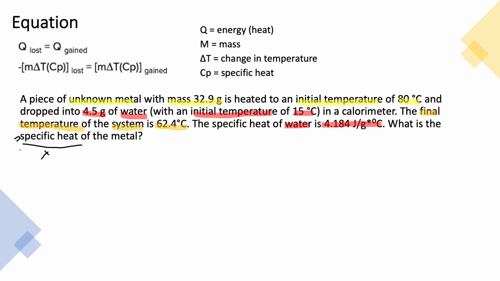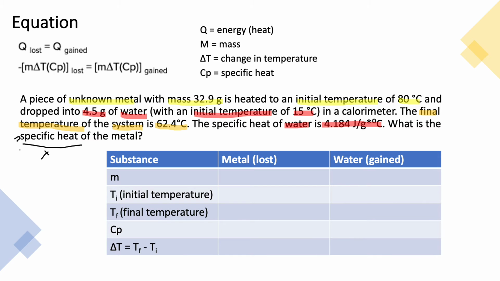So let's take a look at what I have, and to do that, I'm actually going to fill out a table to help me stay organized. I'm going to use the same color as I'm writing in and taking my information from my word problem. I'm going to start with my metal, and I'm going to go down and do all that first. So I'm going to pay attention to those yellow highlights. So my metal mass is 32.9 grams. The initial temperature is 80 degrees Celsius.